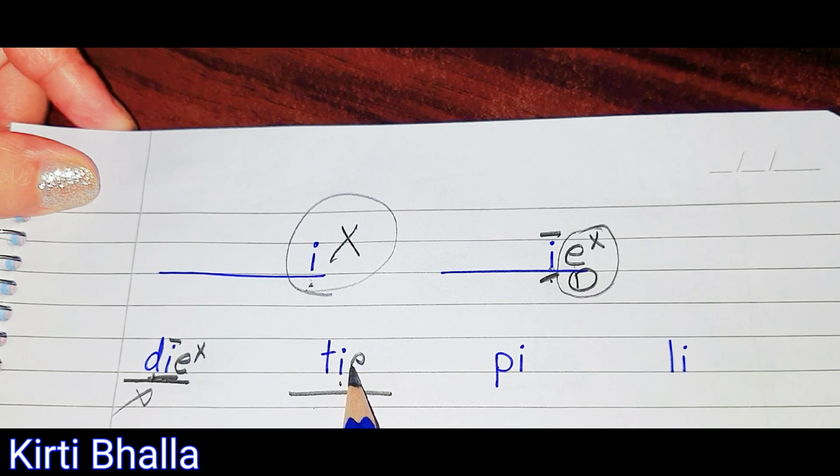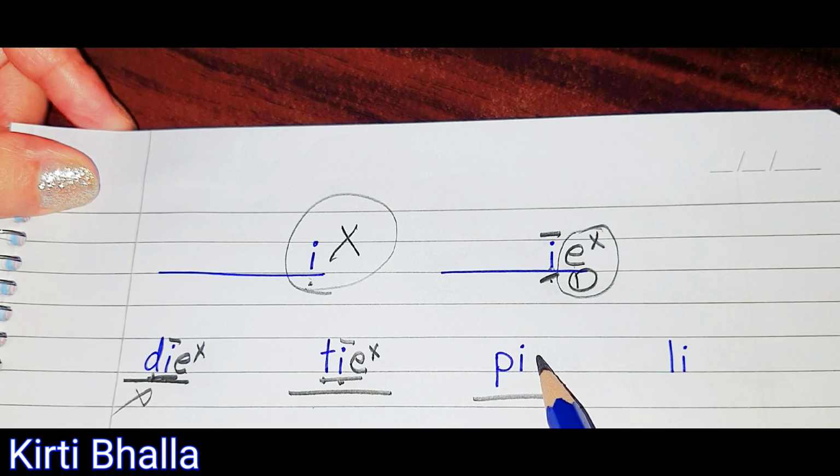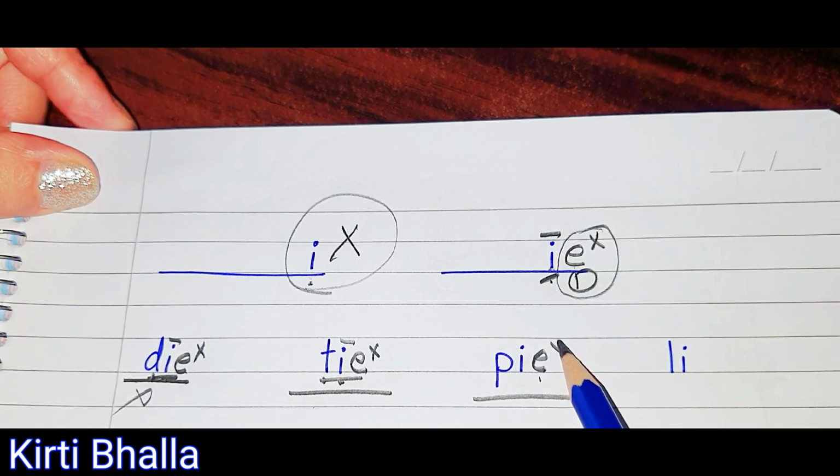So just to end the word, we need to write E, and it is silent. The word is tie. We have to read the long sound. This word is pie. Again, just to end the word, we have to write E at the end, and it will be silent.